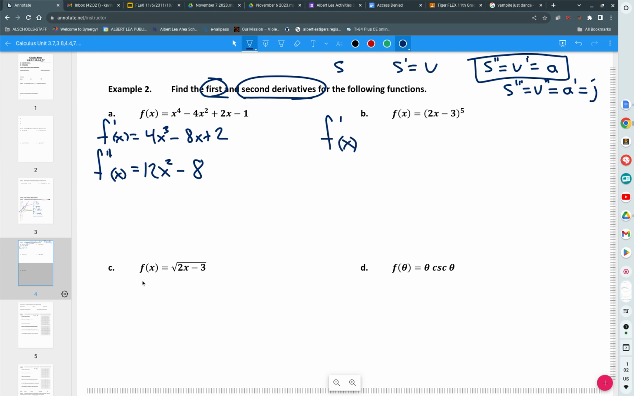Okay, different process. How do we find this derivative? Chain rule. Let's use Mr. Gentz's way of trying to make it a little bit easier. What's the derivative of the inside? 2, times the outside would give us 10 times the inside left alone.